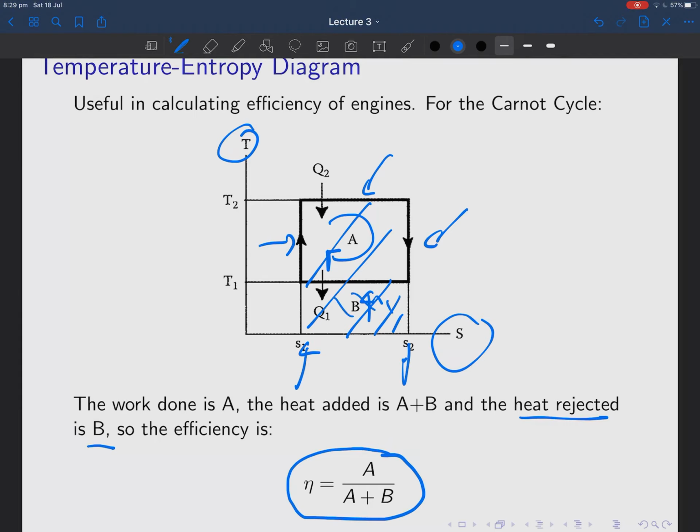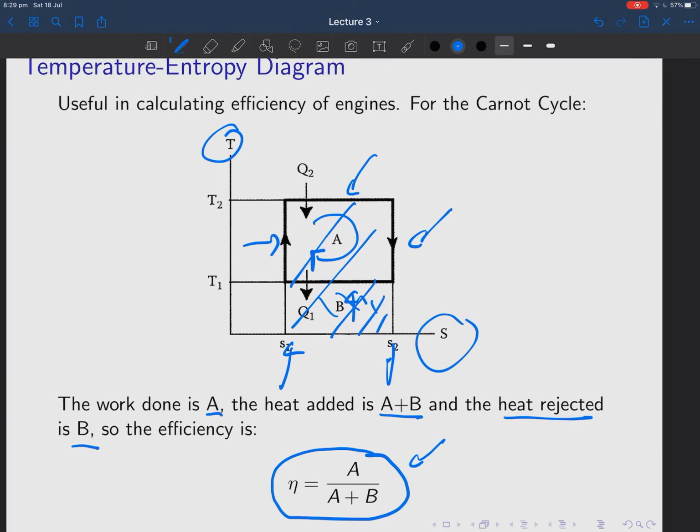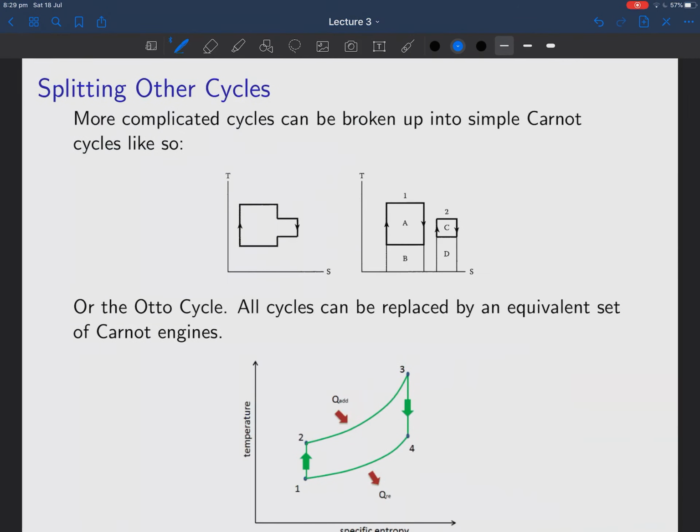But the heat rejected is B. Okay, because that's the heat rejected here. Okay, so that's the heat added is A plus B. The work done is A, and we end up with this formula. Okay, so go and convince yourself that that's the right formula for the efficiency.